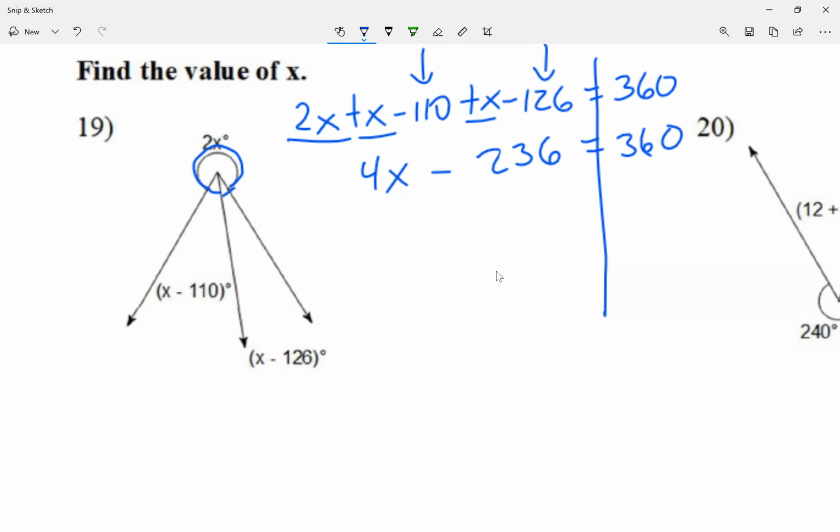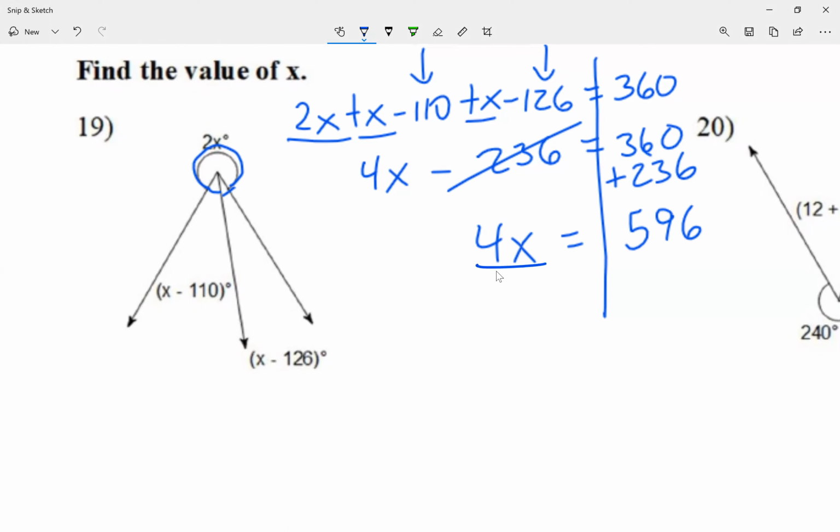I want to have the 4x by itself. So this minus 236, let me change it as a plus 236. I'm going to move it to the other side. Don't forget to switch the sign. So that gives me that 4x equals, make sure you add that, 596.